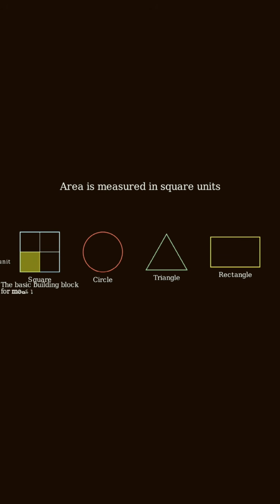Just like we use inches or centimeters to measure length, we use square units to measure area. It's our standard building block. Mathematicians have found special formulas to calculate the area of different shapes without having to count all the square units one by one.